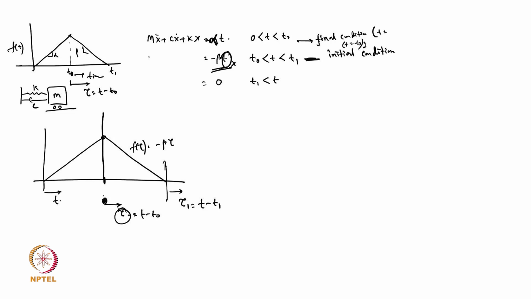And in all those cases it is advisable to change the coordinate. For example, once we are solving this portion, it is better to use tau 1, where tau 1 is equal to t minus t0, where the force is changed. Then you can use the previous condition where the solution is ending as the initial condition for this step, and you can solve that.